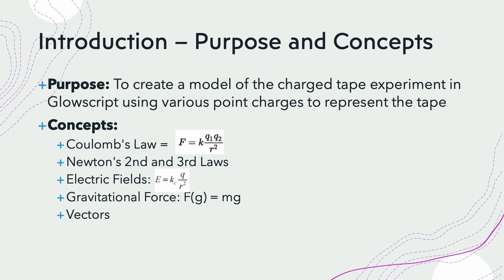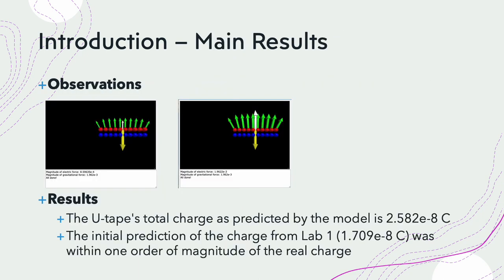Introduction. The purpose is to create a model of the charge tape experiment in GlowScript using various point charges to represent the tape. Some of the concepts used were Coulomb's law, Newton's second and third laws, electric fields equation, gravitational force, and vectors. Some of the main results.